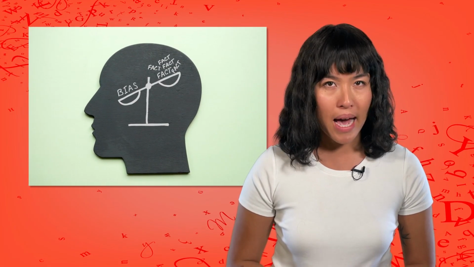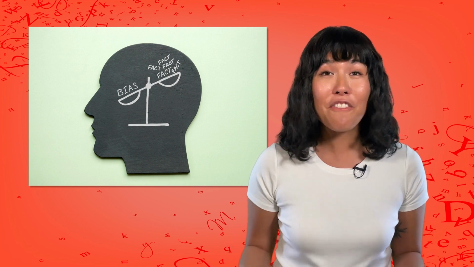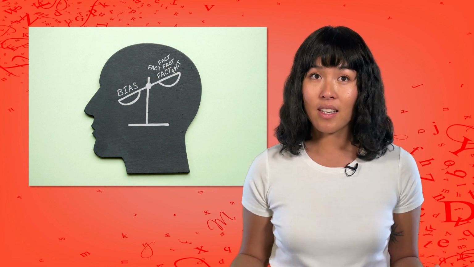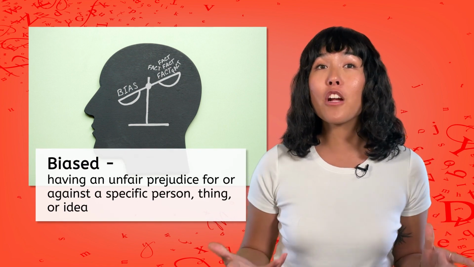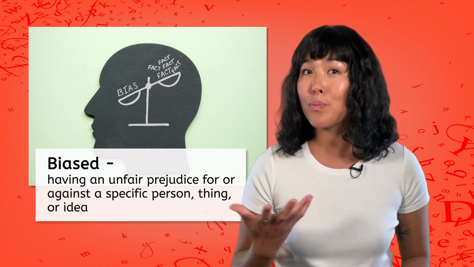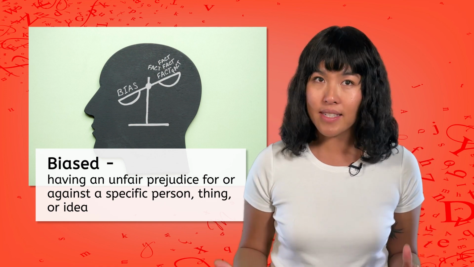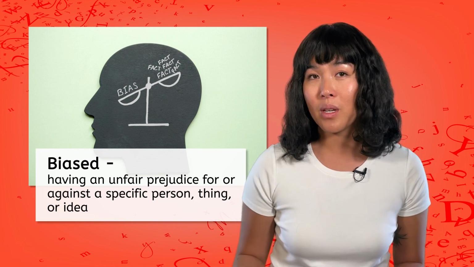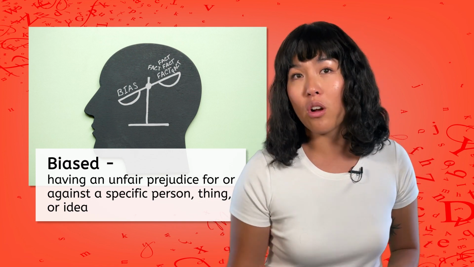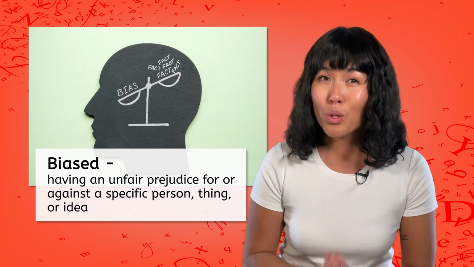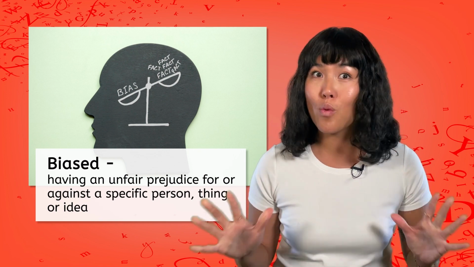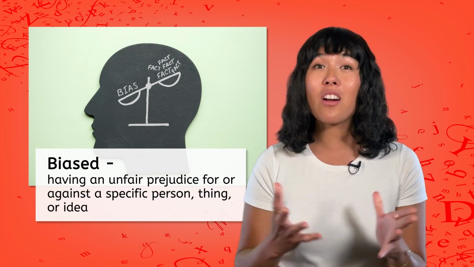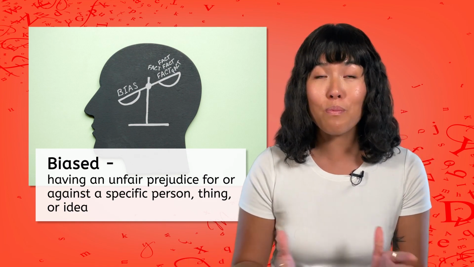What about bias? Well, bias is definitely something we want to consider when evaluating a source for trustworthiness. Being biased means having an unfair prejudice for or against a specific person, thing, or idea. It's important to be aware that bias is not always negative. One could be biased in favor of something. It's also super important to be aware that everyone has some biases, and it's very possible to not be consciously aware of your own bias.